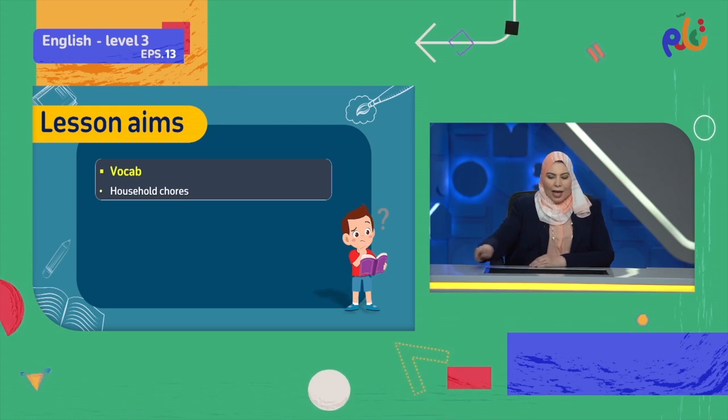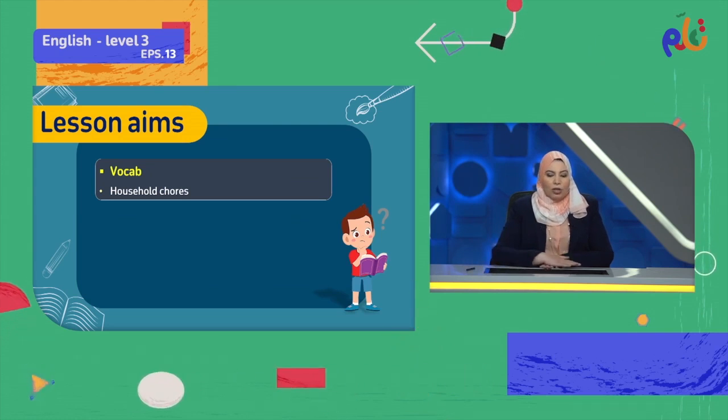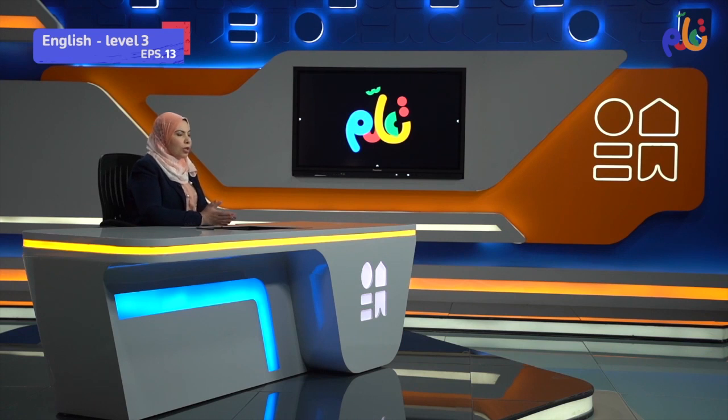So the first thing that we're going to learn today is vocabulary. And for vocabulary, we're going to learn household chores. And we're going to learn about our duties. هنتعلم household chores, الواجبات المنزلية. And we're going to look at our duties, واجباتنا الشخصية تجاه our home.